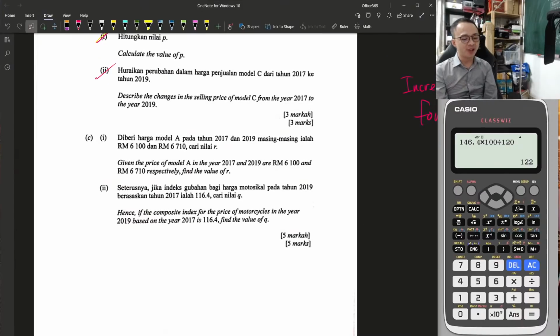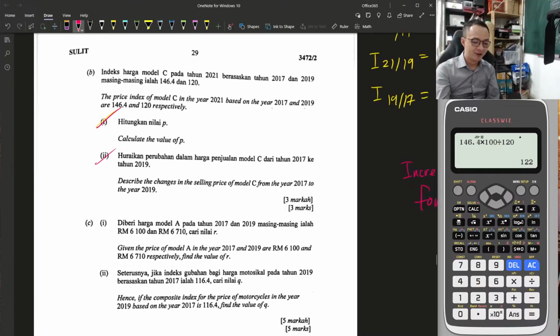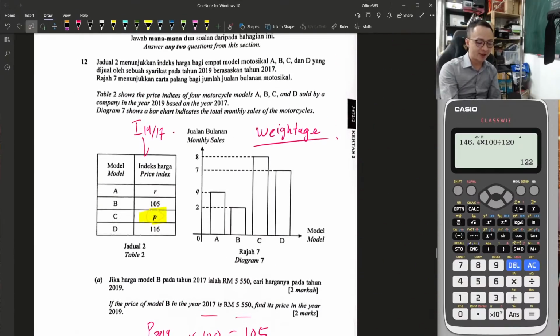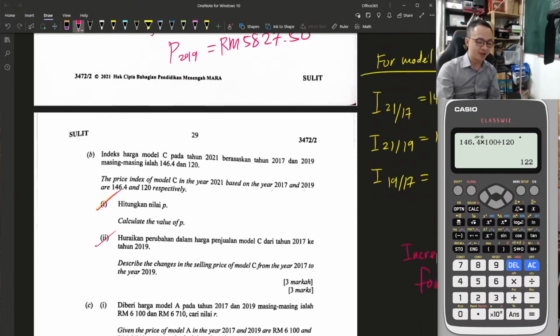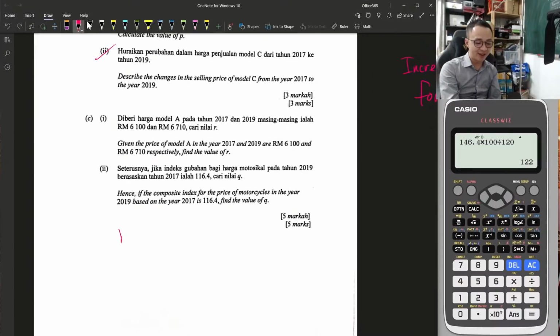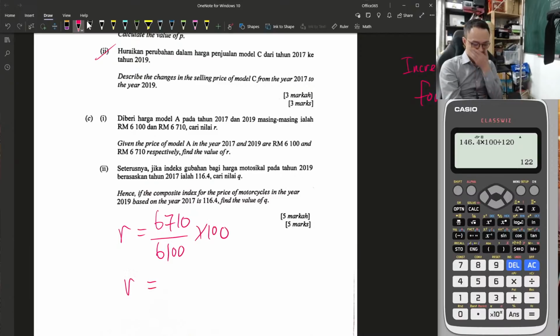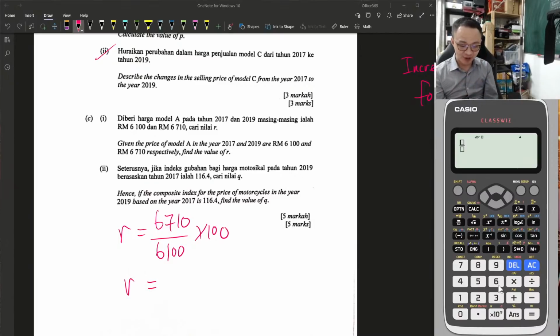Alright, so we are done with part 1 and part 2. Let's go to C1 here. It's given the price of model A in 2017 and 2019, these two prices respectively. Find R. For model A, R is the index number. In order to get the index number, I can use the price for 19 over the price for 17 times 100. Then I will just do this one.